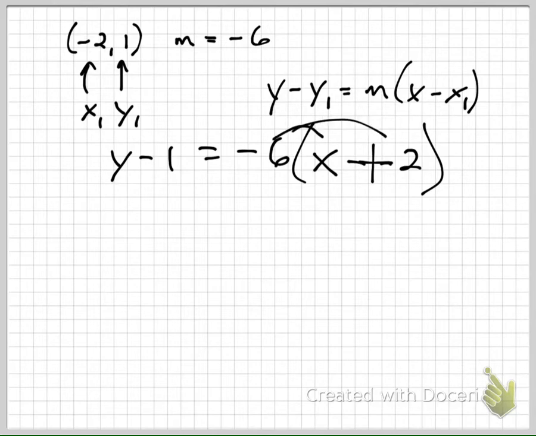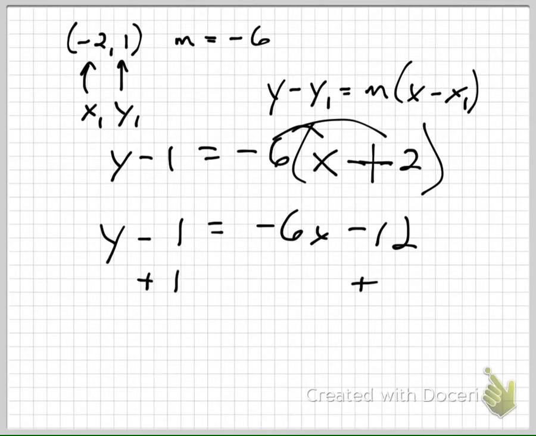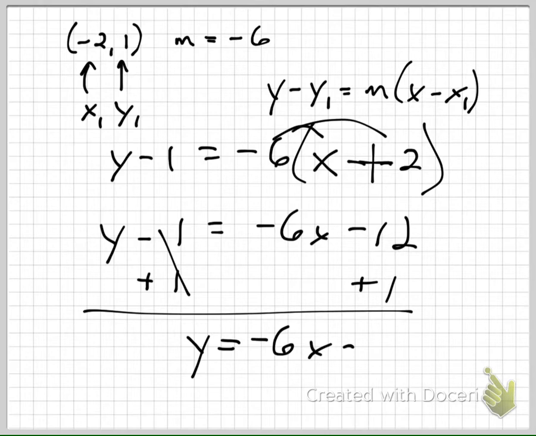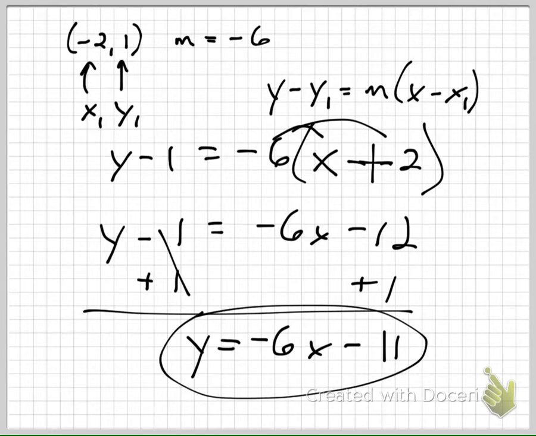Distributive property, right? So y minus 1 equals negative 6x minus 12. Agreed? Now what? No, not plus. Minus 11. Does that make sense? You do the distributive property, and then you get y by himself.